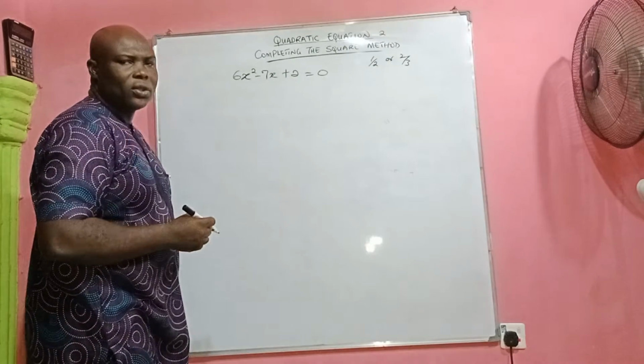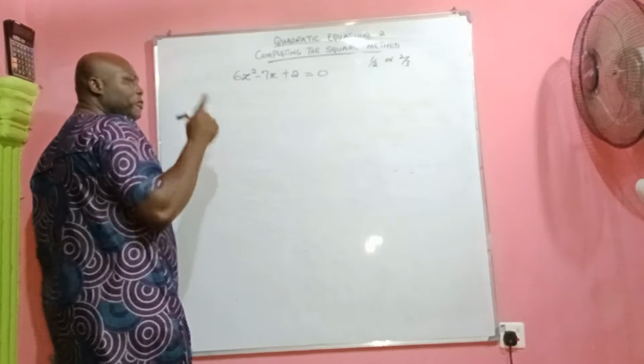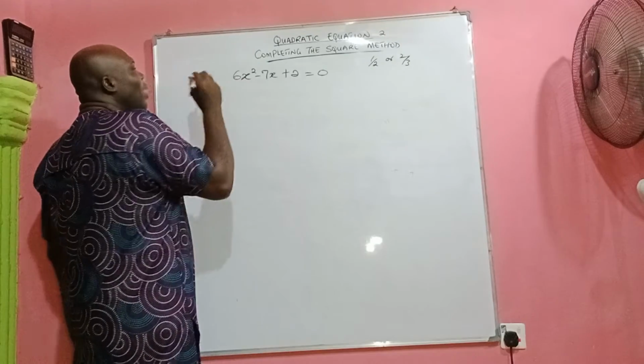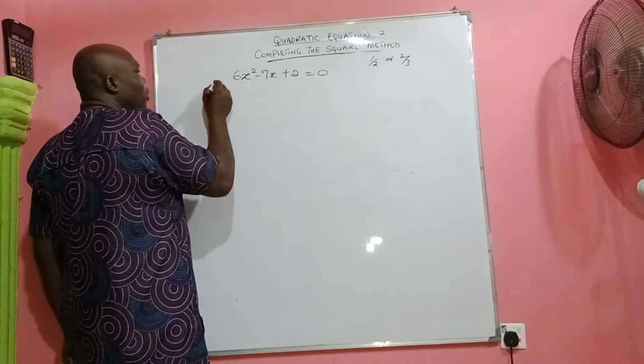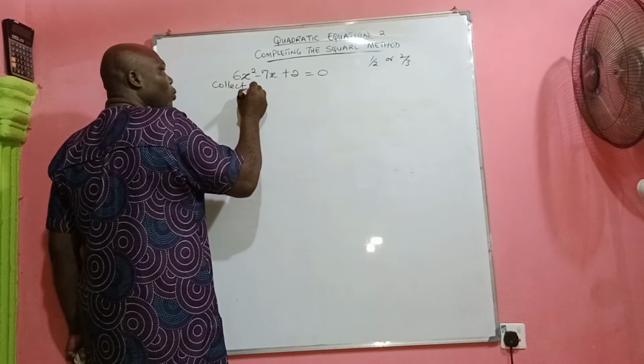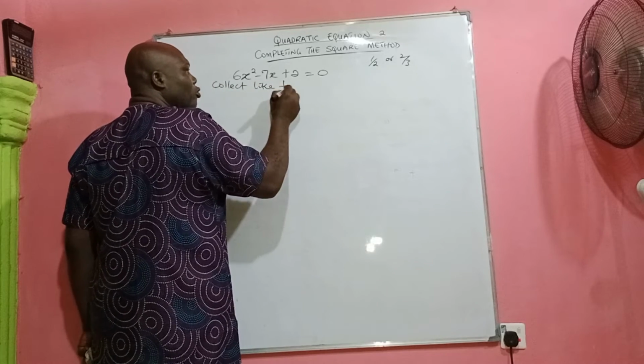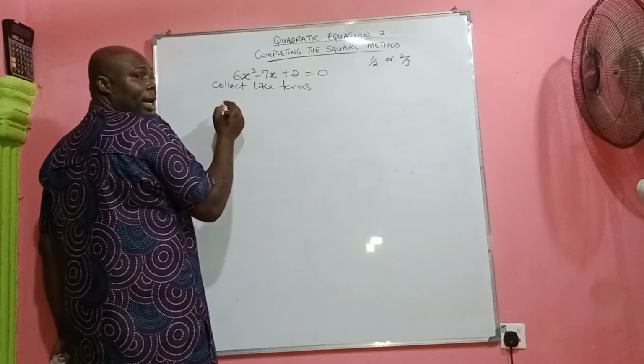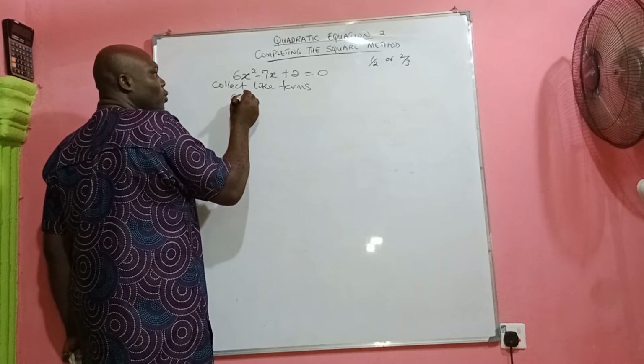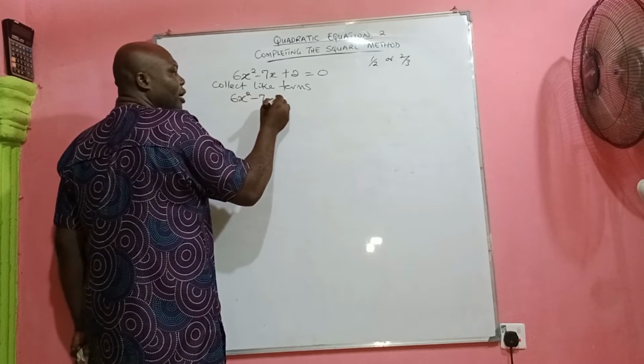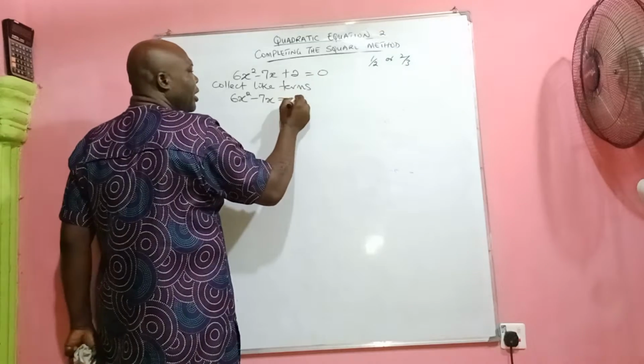Okay, so we are going to solve that by completing the square to see if we still have the same answer. As usual, first step is to collect like terms. If you collect like terms, you're going to have 6x squared minus 7x equals plus 2 crosses to be a negative 2.